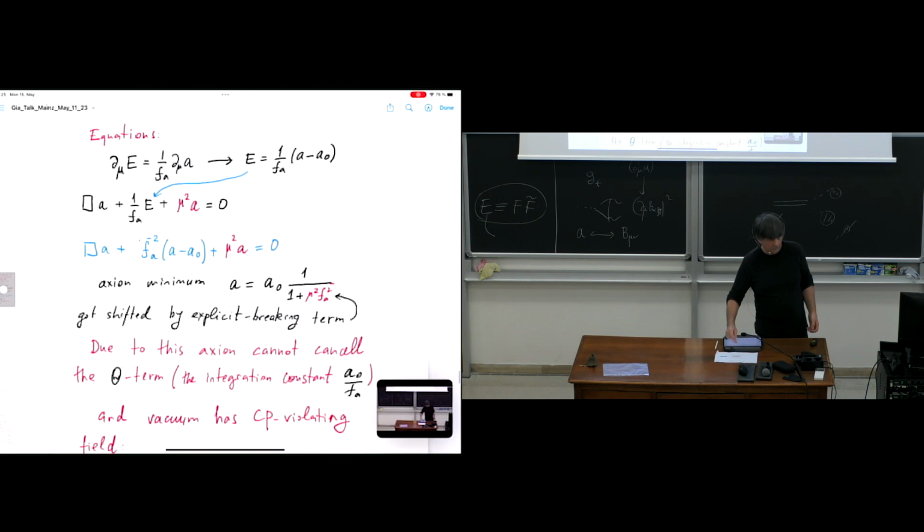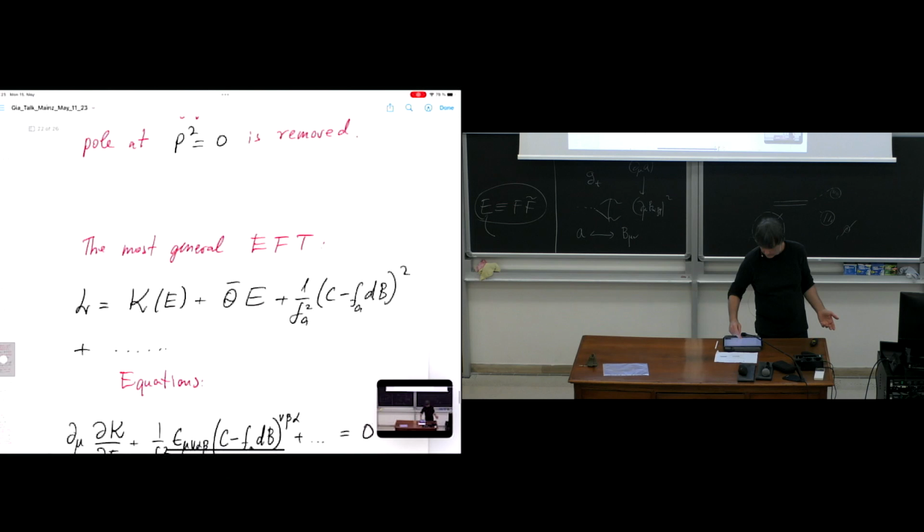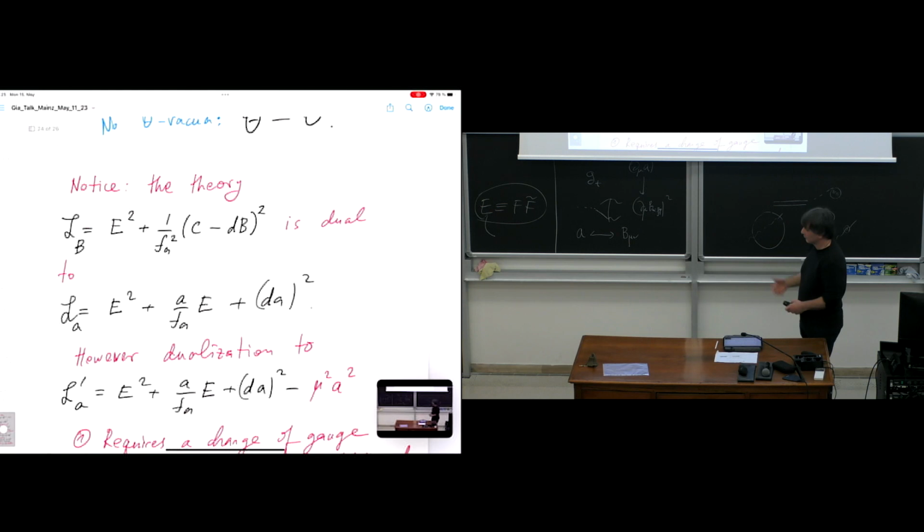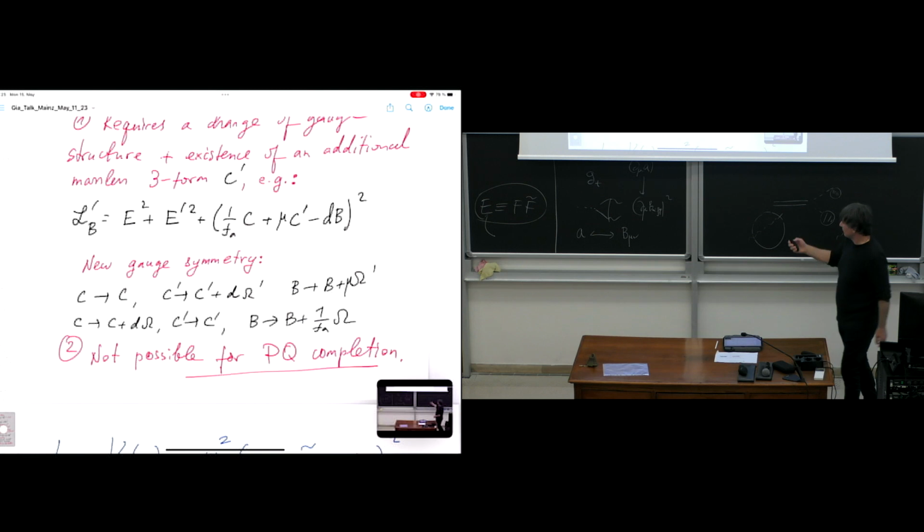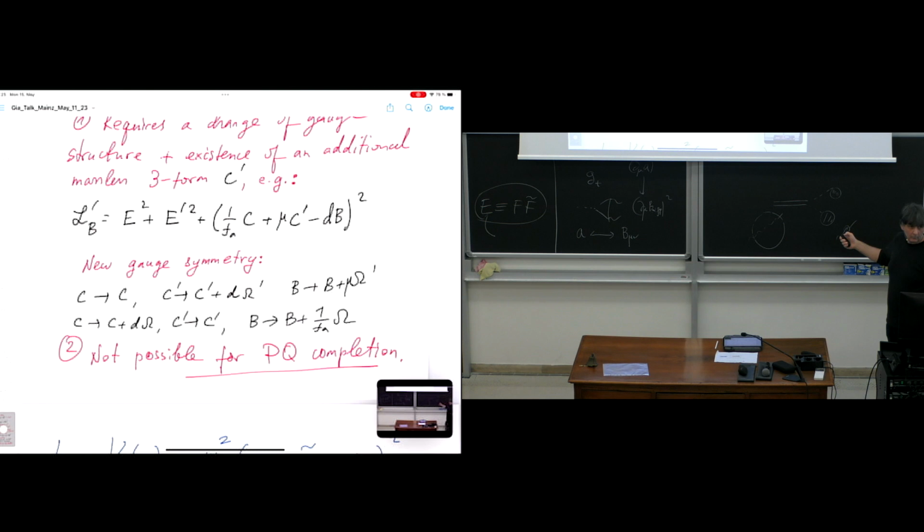No, but then nothing will happen. You have to not just add that degree of freedom. If you just add a sterile three-form, you cannot add a three-form unless you declare that something compensates the gauge shift of that three-form. So then you are changing the gauge transformation properties of the axion.